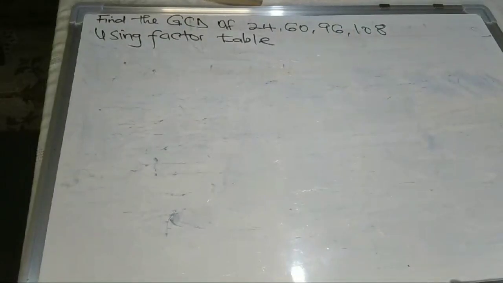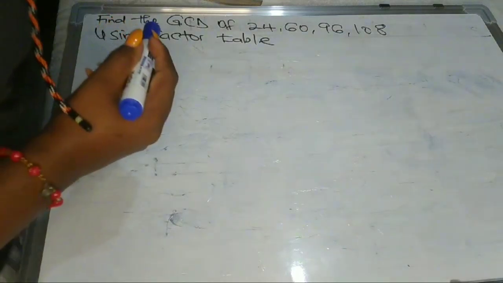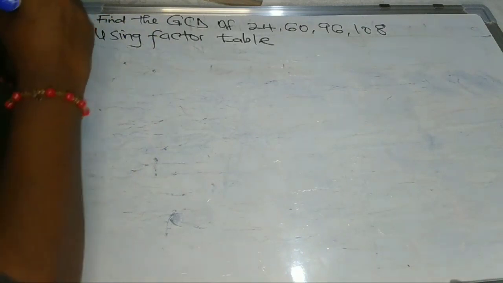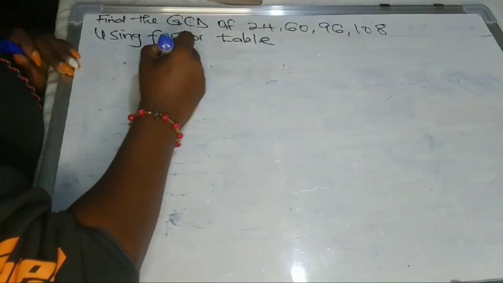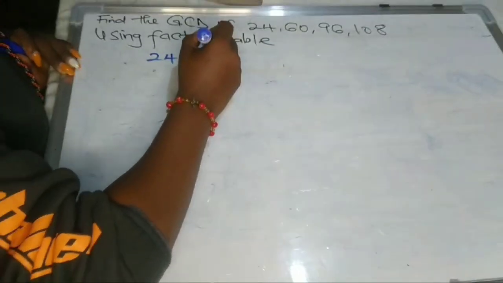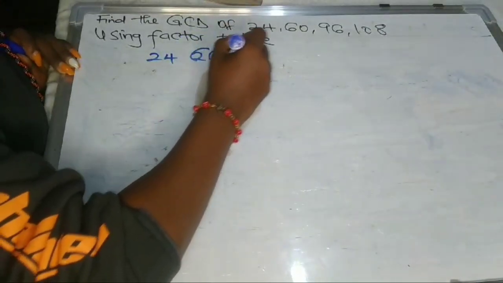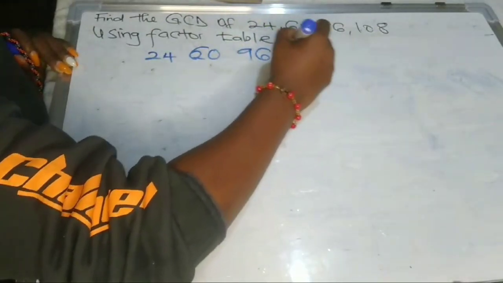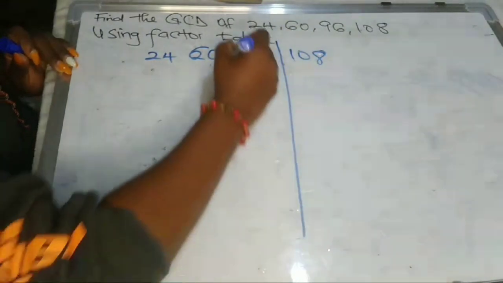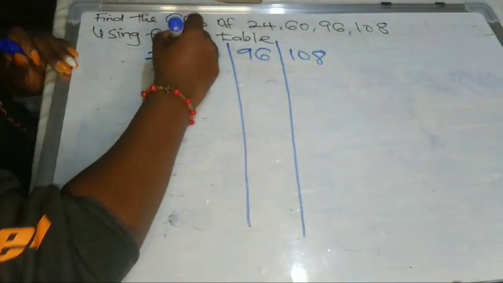Let us now find the greatest common divisor of 24, 60, 96 and 108 using the factor method. So as we've learned, we arrange our numbers in columns like this. We have 24, we have 60, we have 96, and we have 108. Then we put them in columns like this.